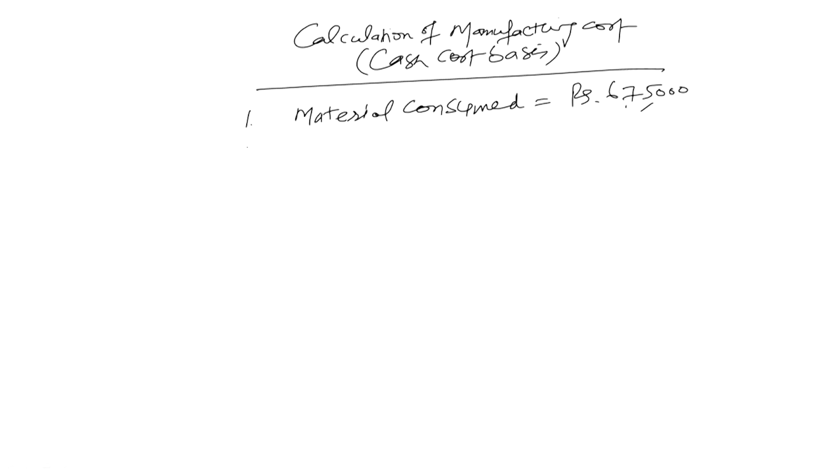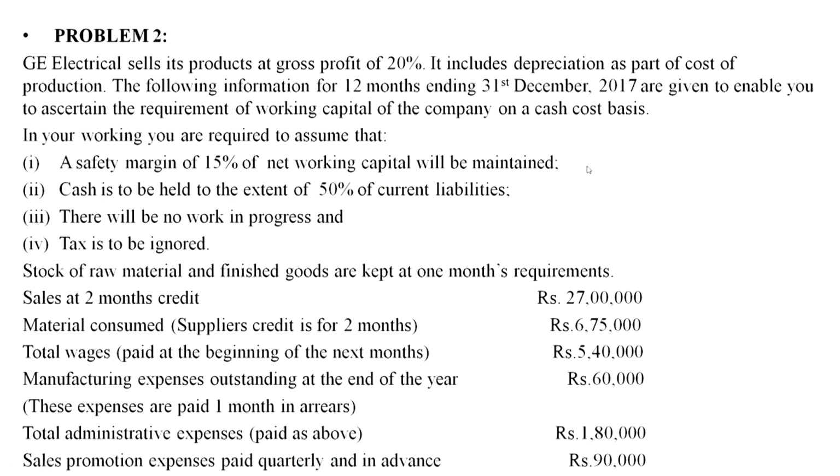And then we talk about the wages. Number 2 is wages. What is the total amount of wages paid? This total amount of the wages is 5,40,000, right? And then we have the cash manufacturing expenses. Third component is the cash manufacturing expenses. So what is the cash manufacturing expenses? We have seen the material is 675,000, wages are 540,000, and manufacturing expenses outstanding at the end of the year, that is 60,000 rupees. But it is written in the bracket, these expenses are paid 1 month in arrear.